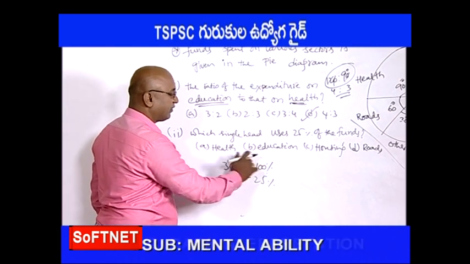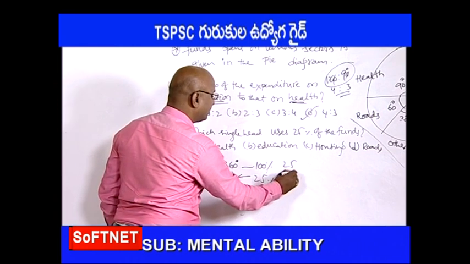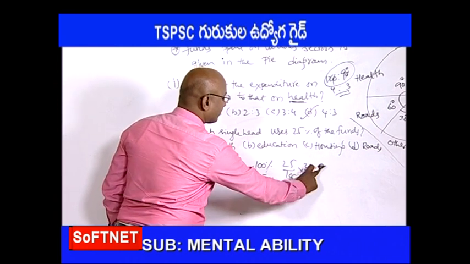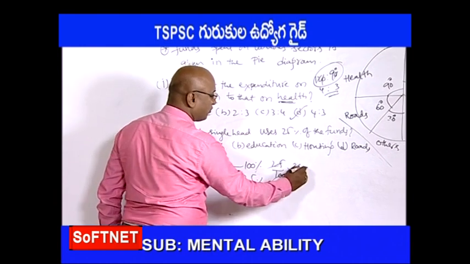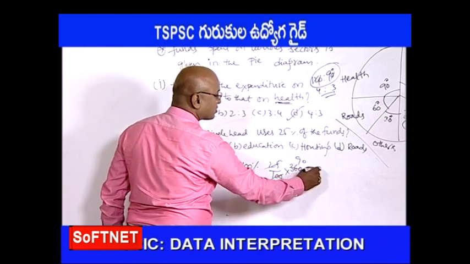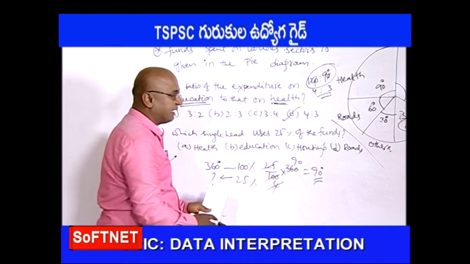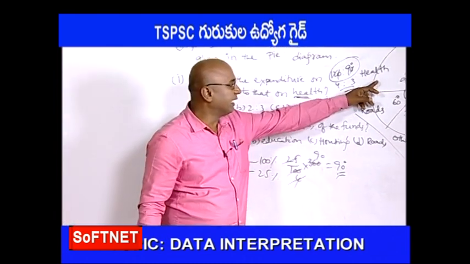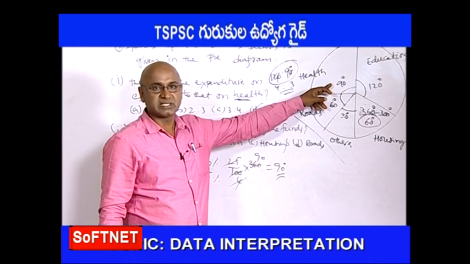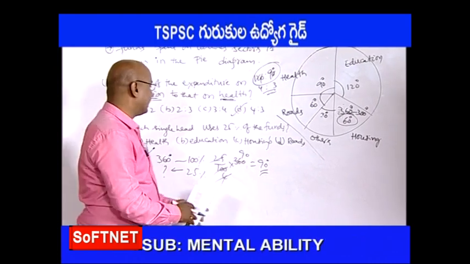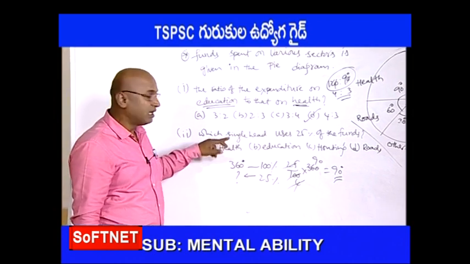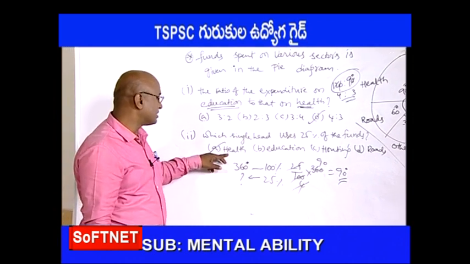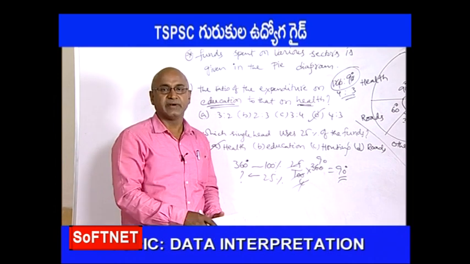25 by 100 into 360. So that is equal to 25 ones, 25 fours, 4 nines are 36. So 90 degrees. So where is it 90 degrees? Here health is the sector with 90 degrees of funds allocation. So the answer is health. So which single head uses 25% of the funds? The health sector utilizes 25% of the funds.